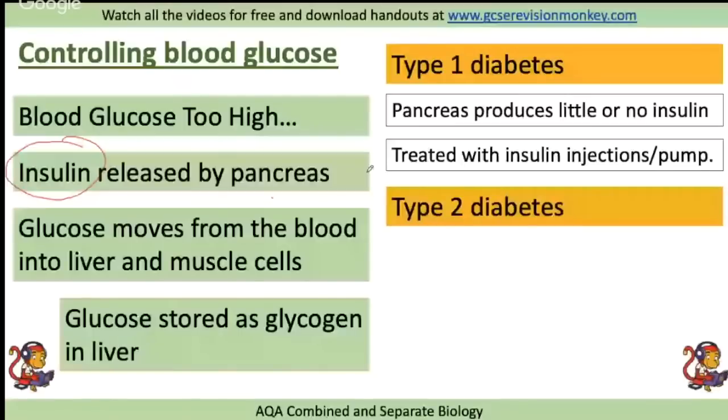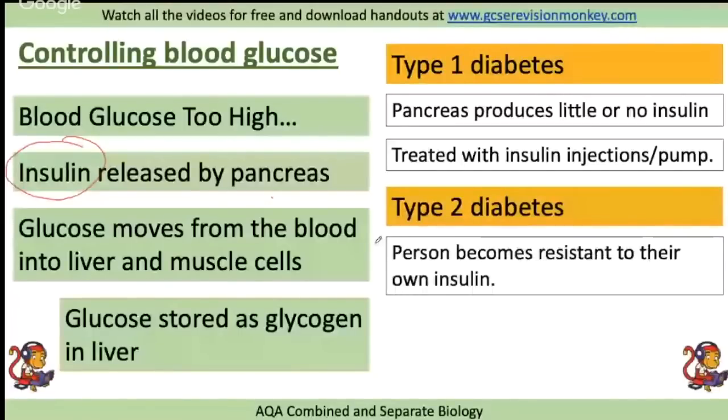Type 2 diabetes then. If a person becomes resistant to their own insulin, that is when they are developing type 2 diabetes. So the doctor in this case won't give somebody insulin injections. That's not how they'll suggest that for the diabetes to be treated, because it's all to do with their lifestyle and what they're doing to have caused this type 2 diabetes.